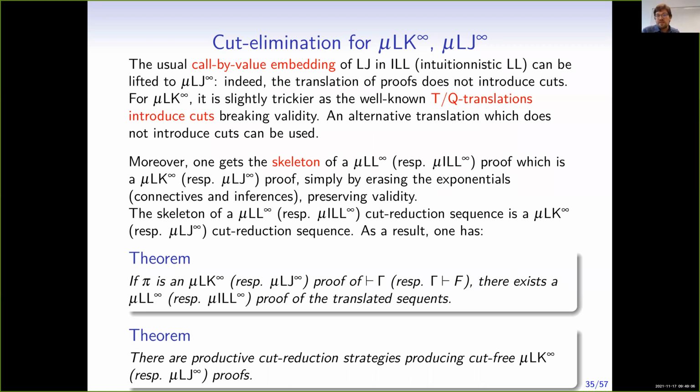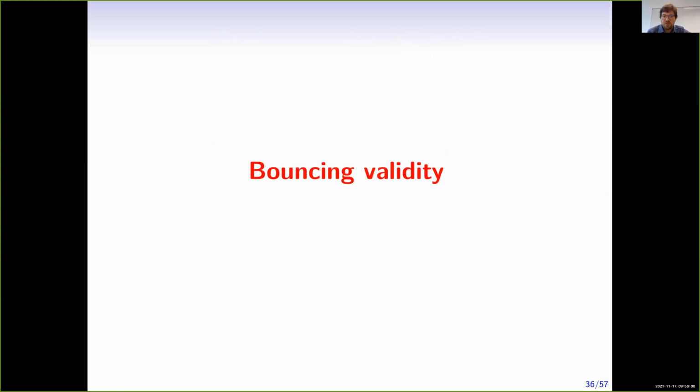And for classical logic, it's a little trickier because the standard translations in the literature, the T and Q translations, introduce cuts and therefore they break validity. But there is an alternative translation that can be designed that embeds LK into LL and can be lifted to μLK and μLL, and that does not introduce cuts. And from this, we can obtain the cut elimination result, and also a productive cut reduction strategy for μLK and μLJ infinite, sorry, because there is a notion of a skeleton of an intuitionistic and of the linear decoration of an intuitionistic proof and an LL proof, so that we have actually not only cut admissibility but really productiveness of the cut reduction strategy.